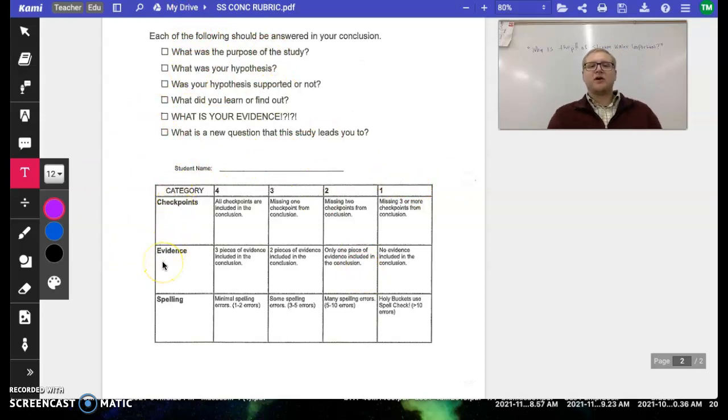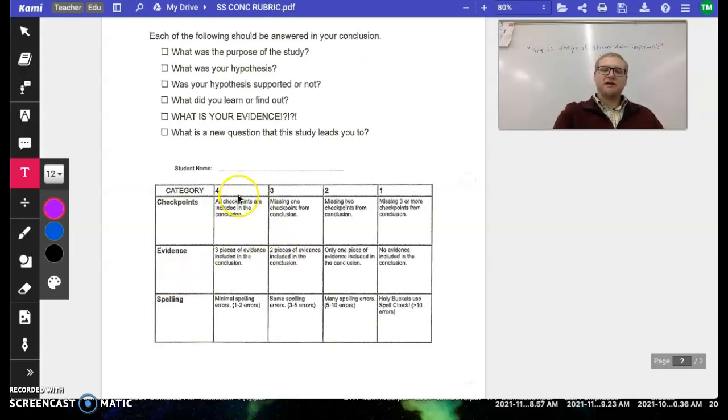The second category is evidence. You need all 3 pieces of evidence in your conclusion. You don't want to skimp on the evidence. You don't want to miss any explanations. The evidence is really important. Science is evidence-based. You have to have evidence if you're going to make a claim. So if you're going to answer this question, is the Skunk River healthy? You need to have evidence. Make sure you're using the 3 pieces of evidence.